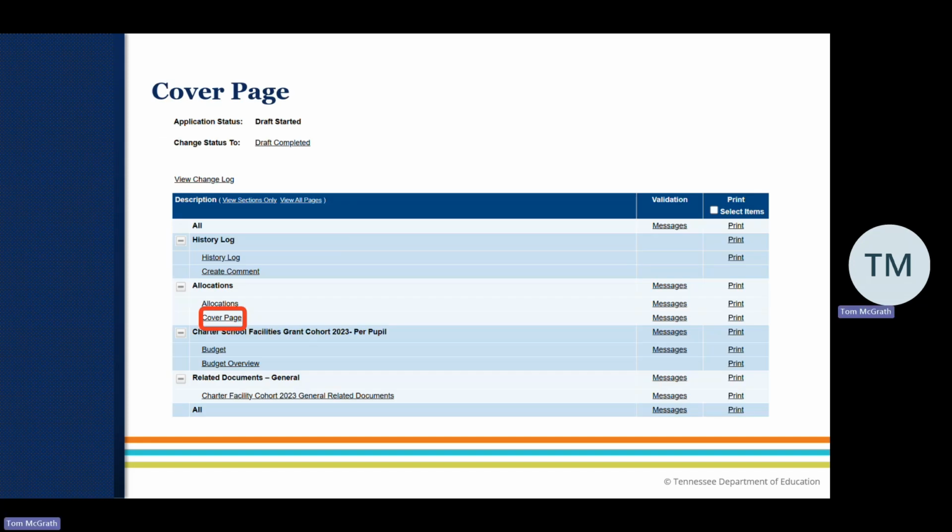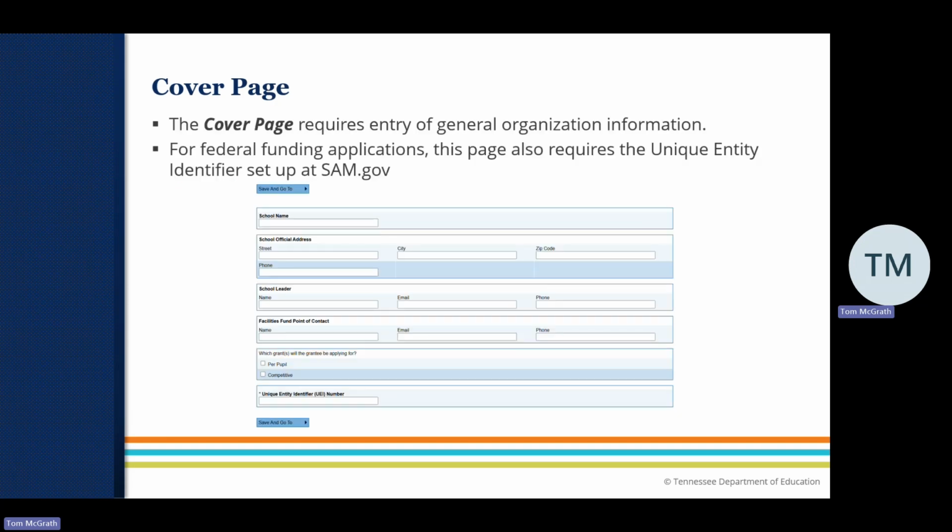The first section you'll need to complete in the funding application is the cover page. The cover page requires entry of general organization information. For federal funding applications like the CSP, this page also requires the unique entity identifier set up at sam.gov.